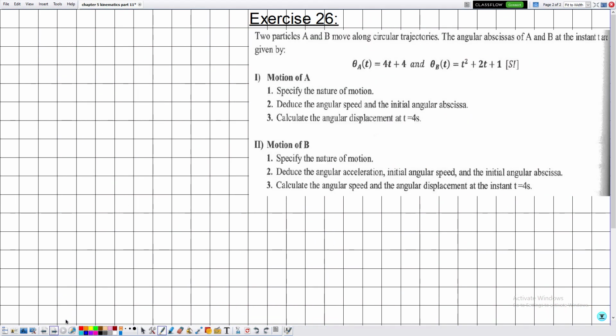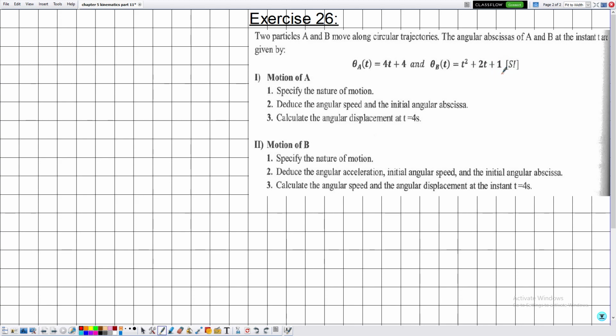Now let's solve the following exercise as a direct application of what we have explained. They are telling me two particles A and B move along circular trajectories. The angular abscissa of A and B at the instant t are given by theta A is equal to 4t plus 4 and theta B is equal to t square plus 2t plus 1.